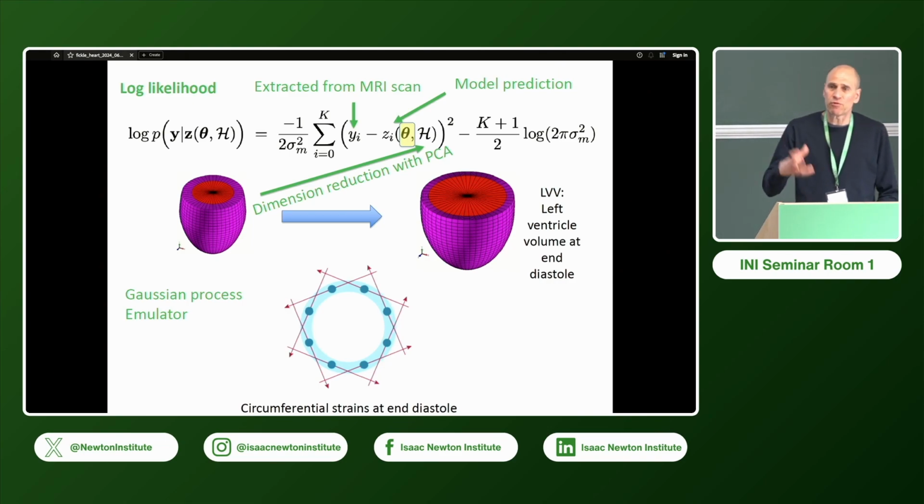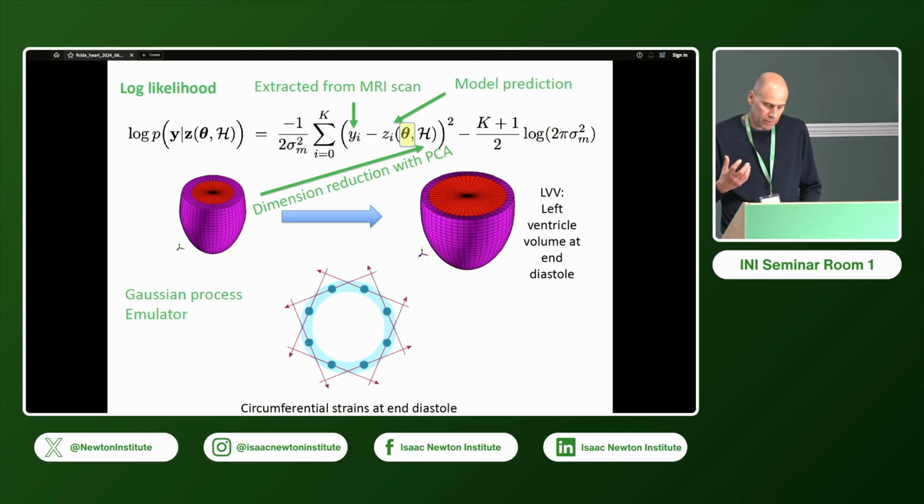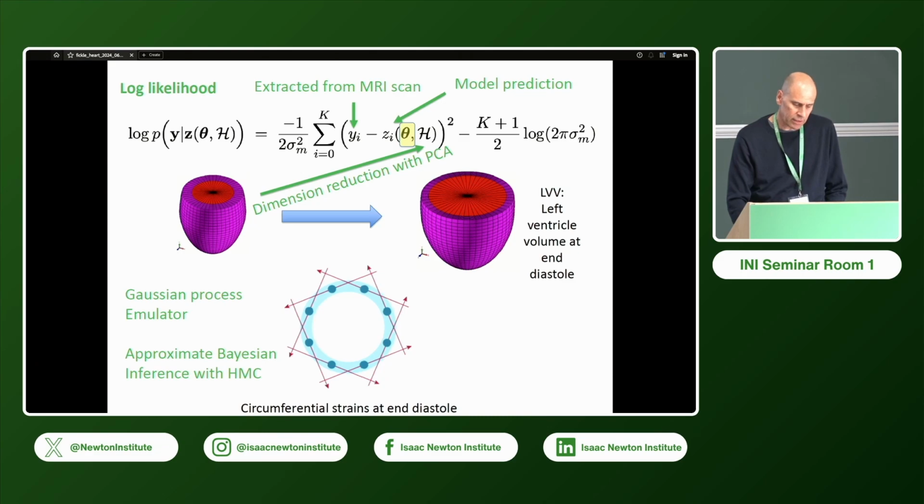The emulator needs to have information about the shape of the geometry of the left ventricle at early diastole. And here we use a dimension reduction in order to have a dimension on which we can actually build the emulator. So we map the left ventricle geometry onto a PCA space, typically the first 5 to 10 principal components. Then we build a Gaussian process emulator. Then we run hybrid Monte Carlo simulations to sample the parameters from the posterior distribution.